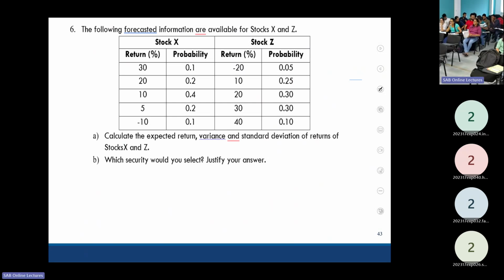Now you are given two stocks, X and Y. Probabilities are given separately for the X and Y, not same. So what is asking you? Calculate the expected return, calculate the variance, standard deviation, and also calculate coefficient of variation. It's not given here, but anyway, calculate the coefficient of variation and justify what would you select. Now you can do. We did it. So you can calculate the expected return for the X, expected return for the Y. So calculate the variance, standard deviation, and coefficient of variation, and take the decision.